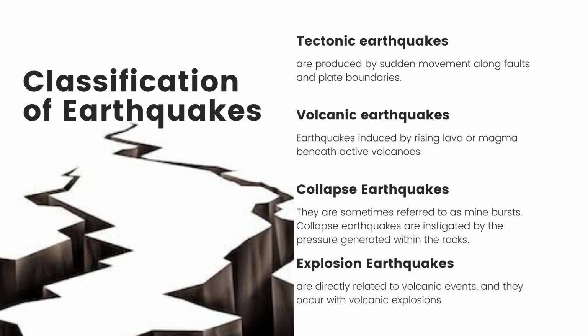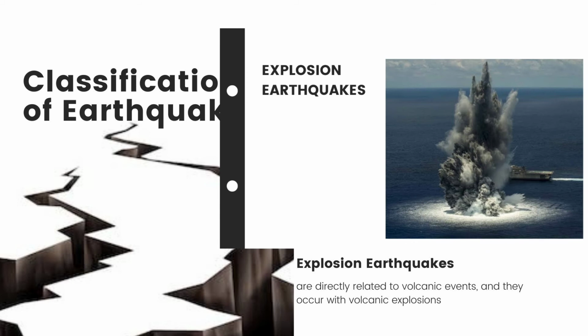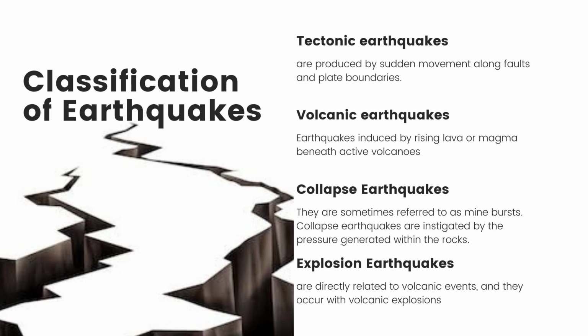Okay, then the last one we have here is the explosion earthquakes. When we say explosion earthquakes, these are directly related to volcanic events, and they occur with volcanic explosion. As you can see here, that is a very strong explosion, and by that the earthquake happens. Just like, for example, a grenade: if the grenade explodes, the surroundings move. So that's what we call explosion earthquakes.